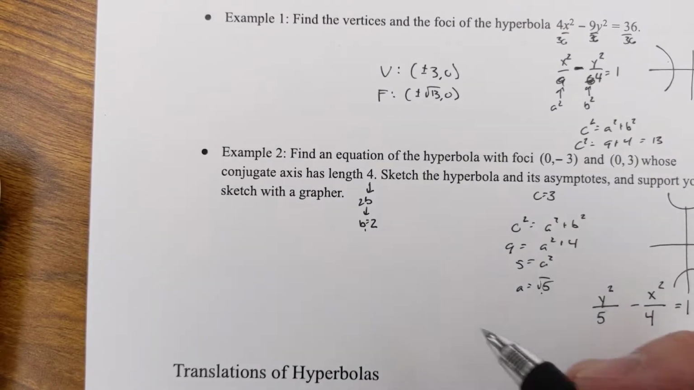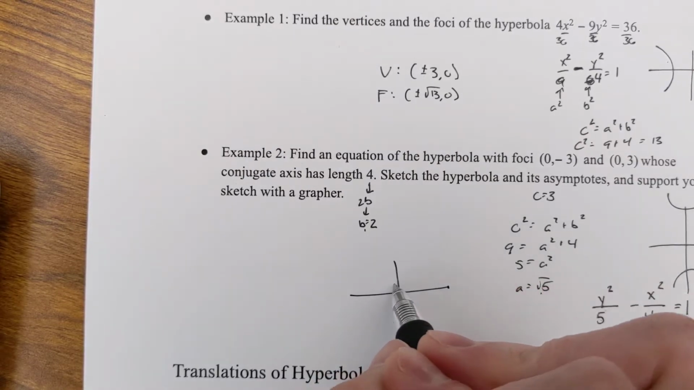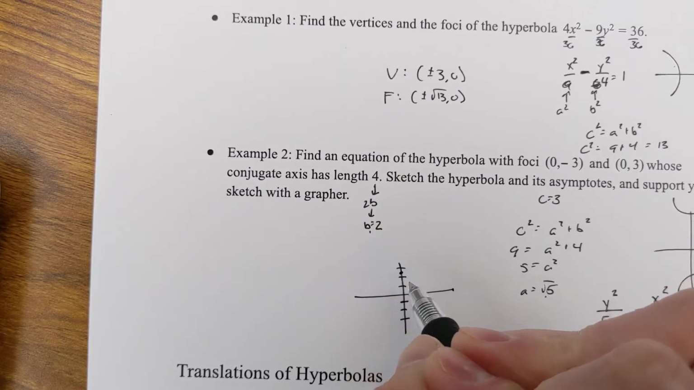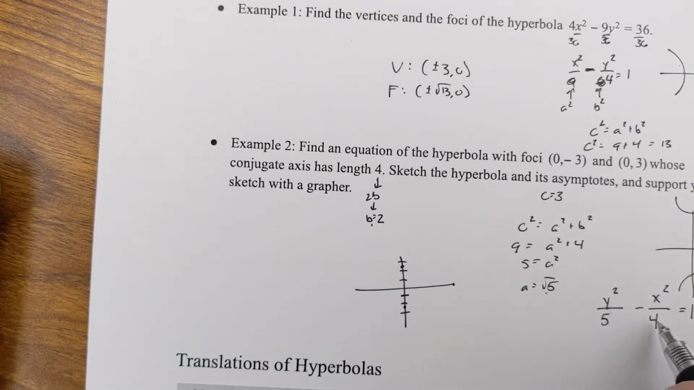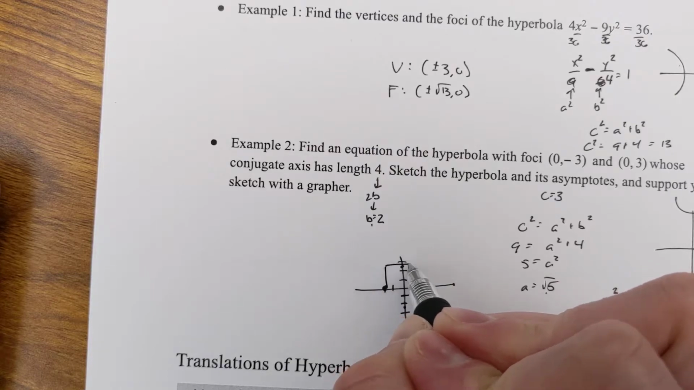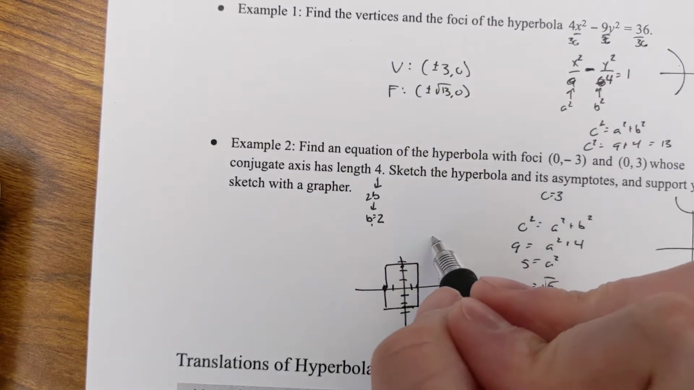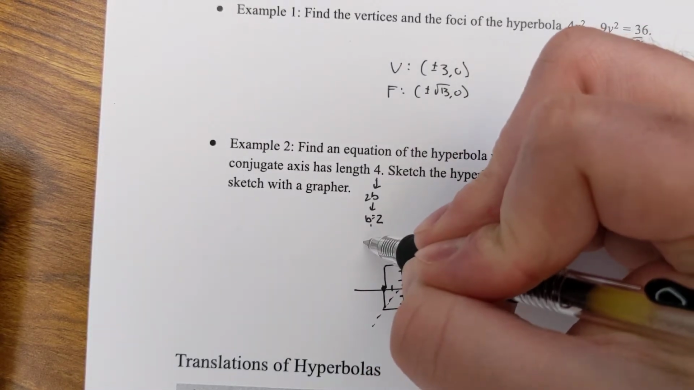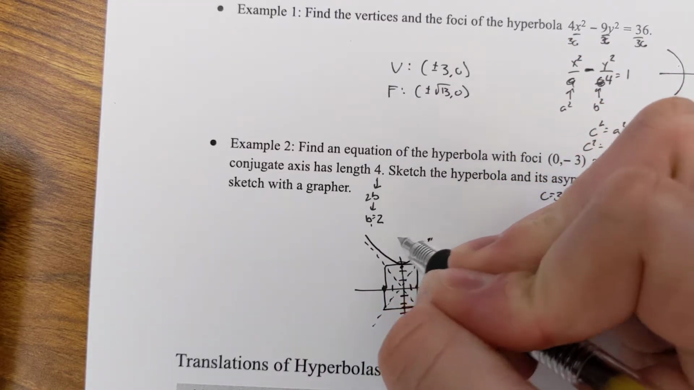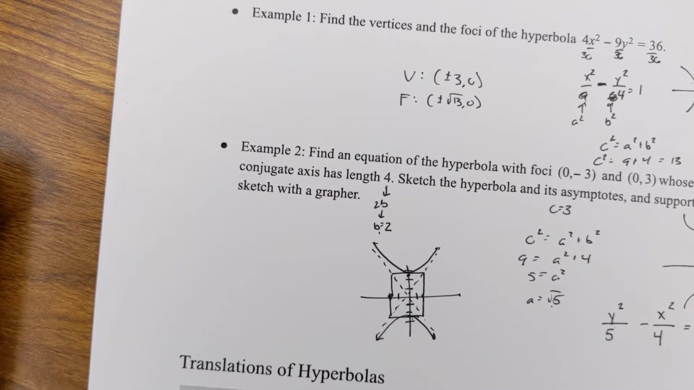Now, if I was going to try to sketch this, root 5 is about 2.2. So I'd come out about 2.2 in the y direction, up and down. Square root of 4 is 2, so I'd go over 2, here and here. I would use these points as midpoints of a rectangle. The asymptotes will pass corner to corner. And since the y is first, this has to open up. It's going to touch the box there where I make my point. So that would be the sketch.